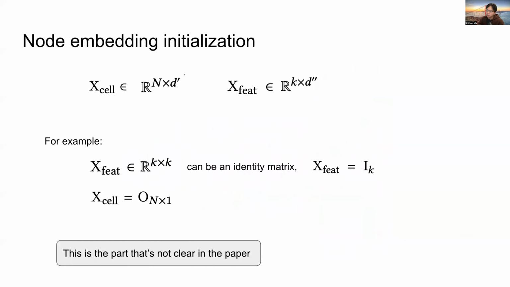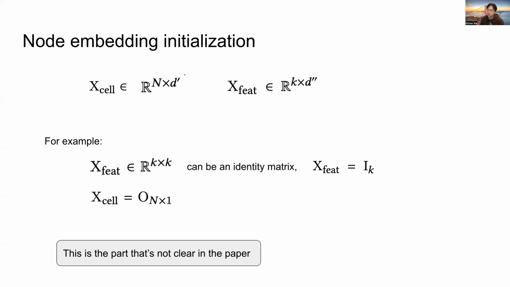Okay, now we have the adjacency matrix. The next thing is getting the node embedding. So I think this is the part that this paper is not clear about. For the cell and feature embedding, they just said that we can initialize it to different dimensions like d prime and then d double prime, based on the task specifics.